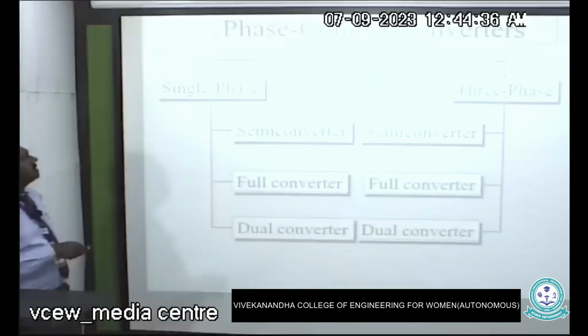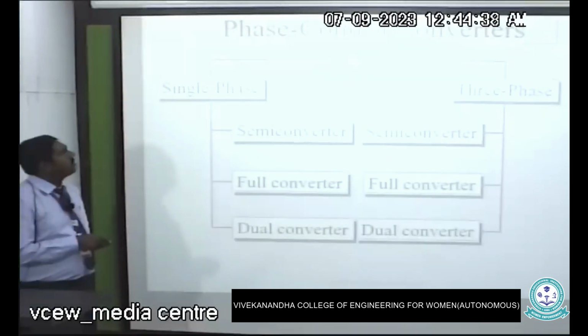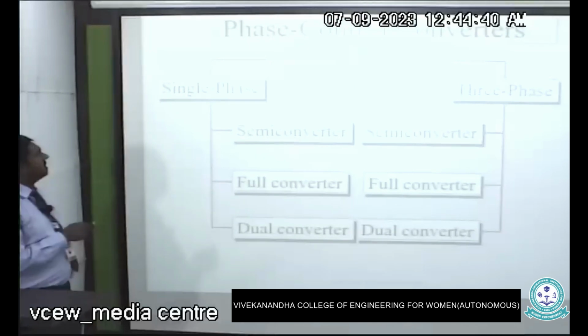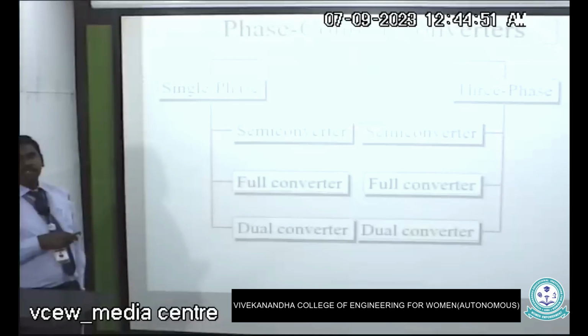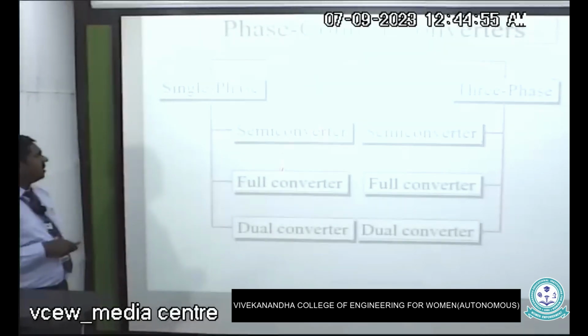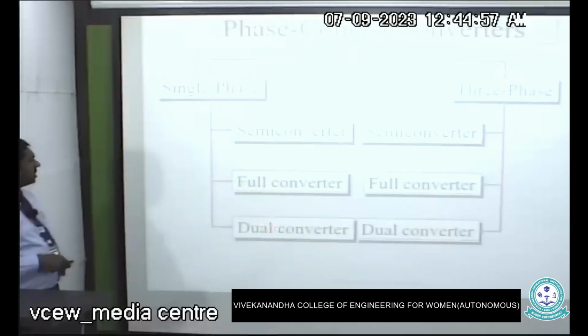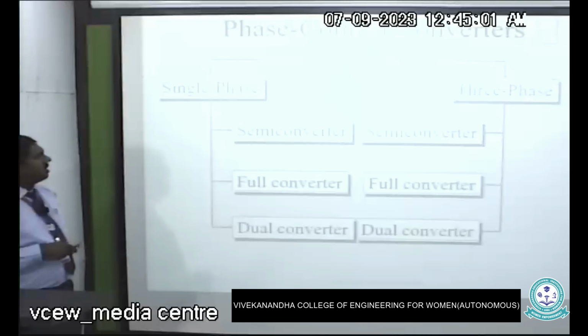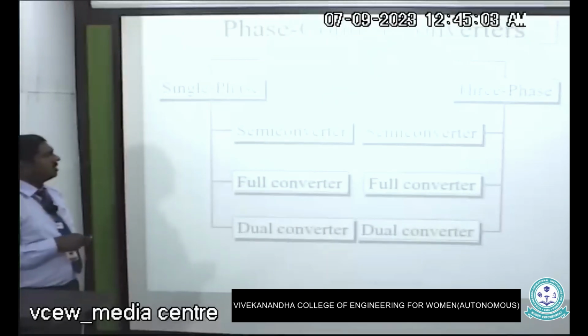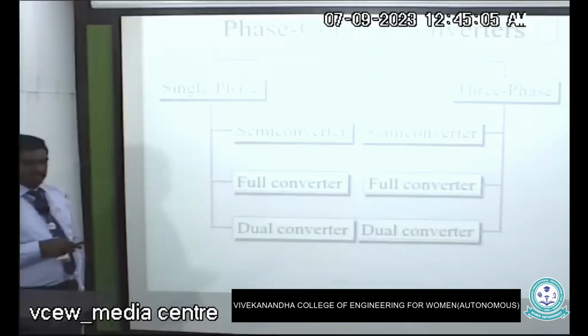Next, what are the operations of the power converters? These are phase controlled converters, classified into single phase and three phase. In single phase and three phase, the AC supply is converted to a DC supply in three ways: semi converter, full converter and also dual converter. Both single phase and three phase can use these three conversion methods.